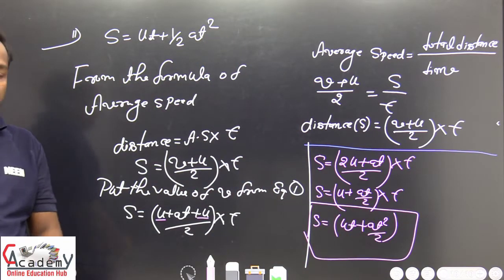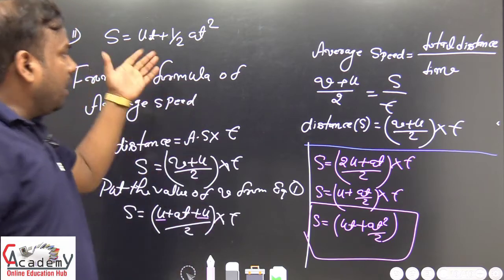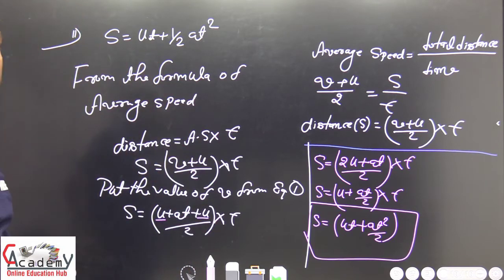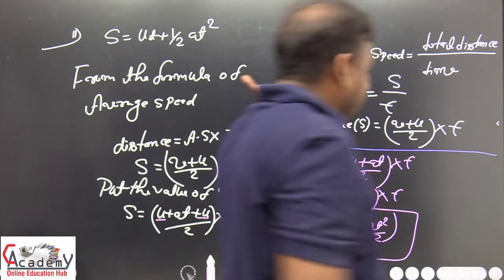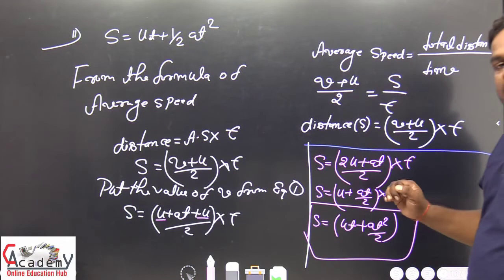Is that clear? Okay. Now note down how we get the second equation of motion. That is the derivation of the second equation of motion. Is that clear? Understand? Okay.